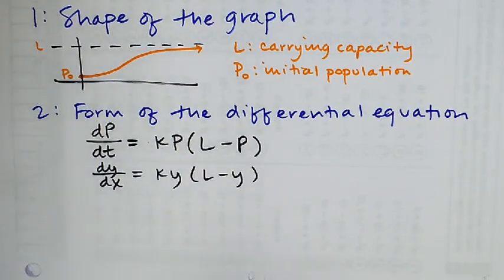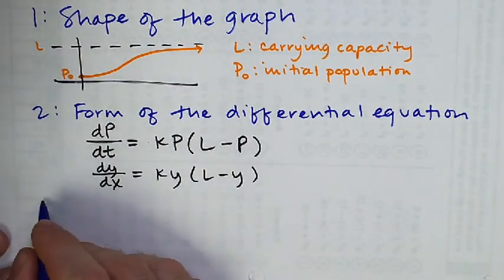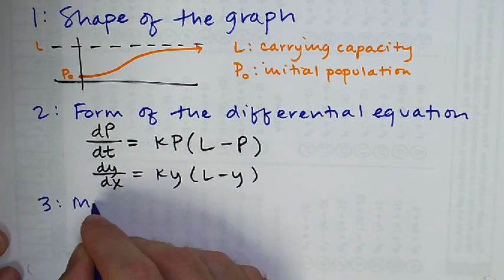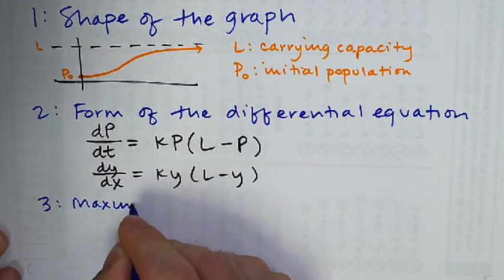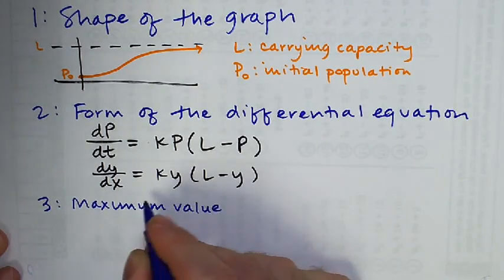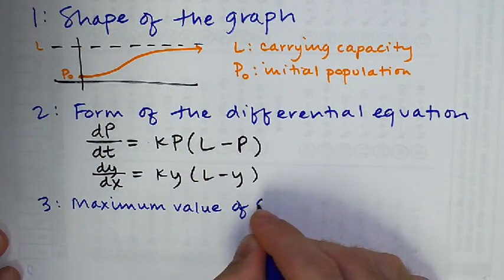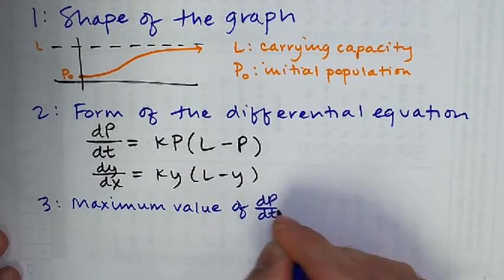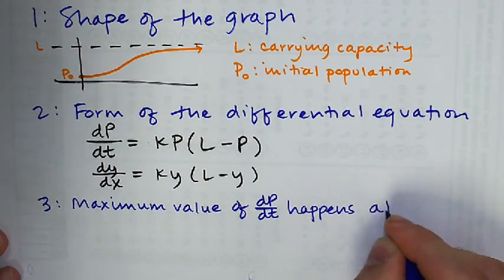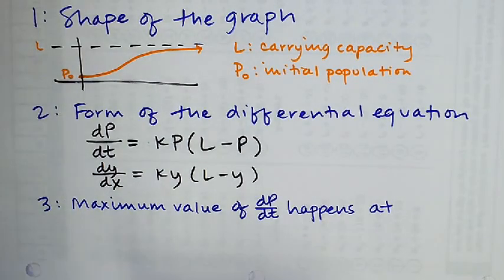But say the maximum growth rate. Does anybody see where the curve is going to be the steepest? Like what's the pattern here?